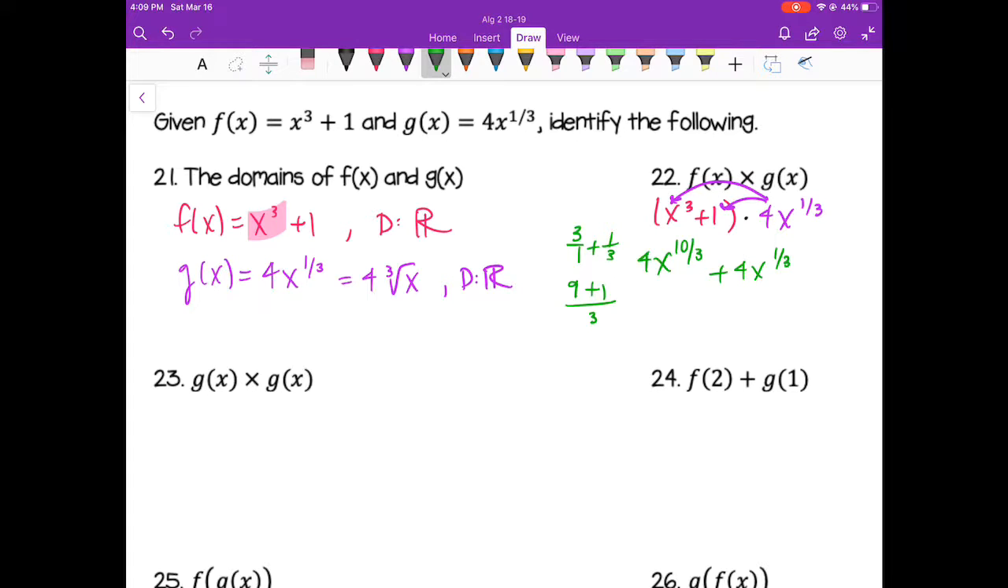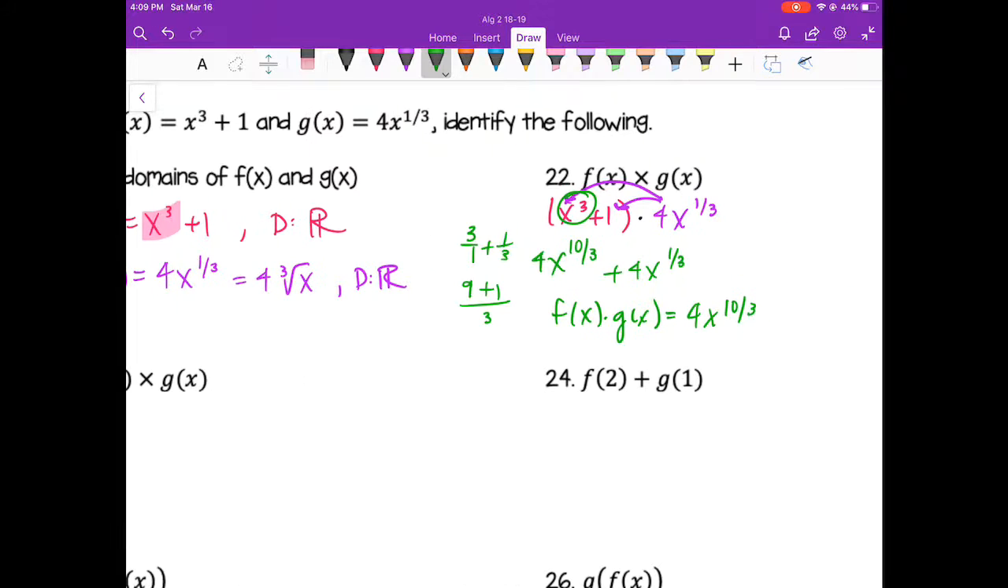And I think on my key on e-backpack, I got that wrong, so I multiplied my exponents when I took 4x to the 1/3 times x to the 3rd, but don't forget we should really be adding our exponents. So f of x times g of x is 4x to the 10/3 plus 4x to the 1/3.